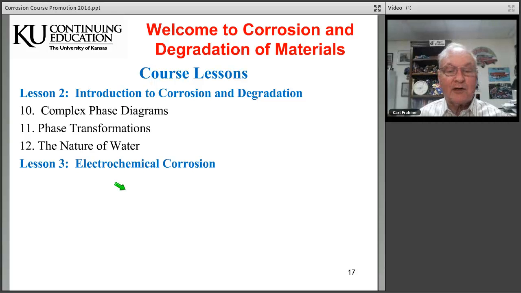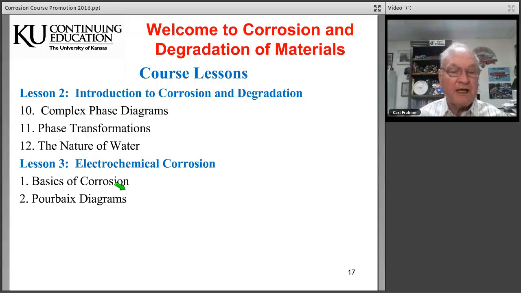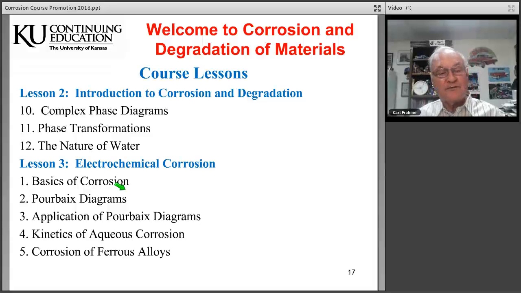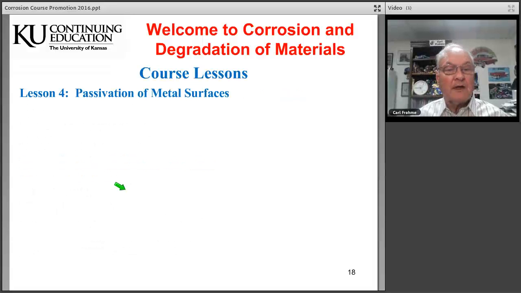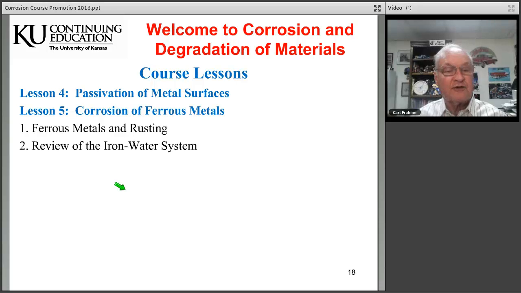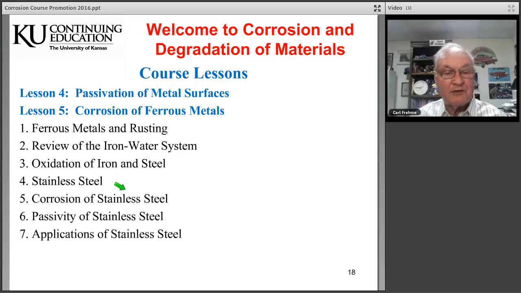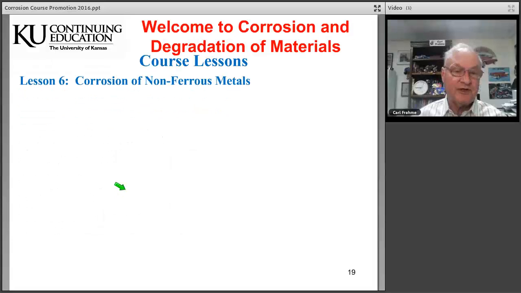In Lesson 3, we'll cover electrochemical corrosion, basics of corrosion, Pourbaix diagrams, application of Pourbaix diagrams, kinetics of aqueous corrosion, corrosion of ferrous alloys. Lesson 4 is passivation of metal surfaces. Lesson 5, corrosion of ferrous metals and rusting, review of the iron-water system, Session 3, oxidation of iron and steel, stainless steel, corrosion of stainless steel, passivity of stainless steel, applications of stainless steel.